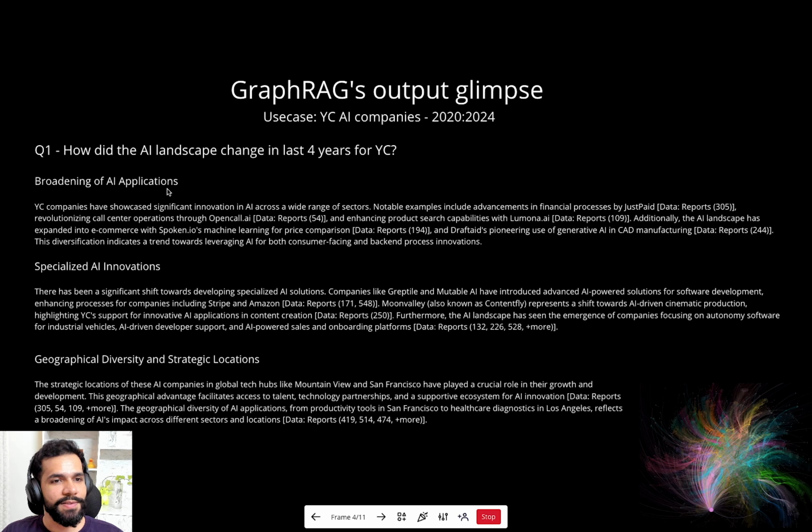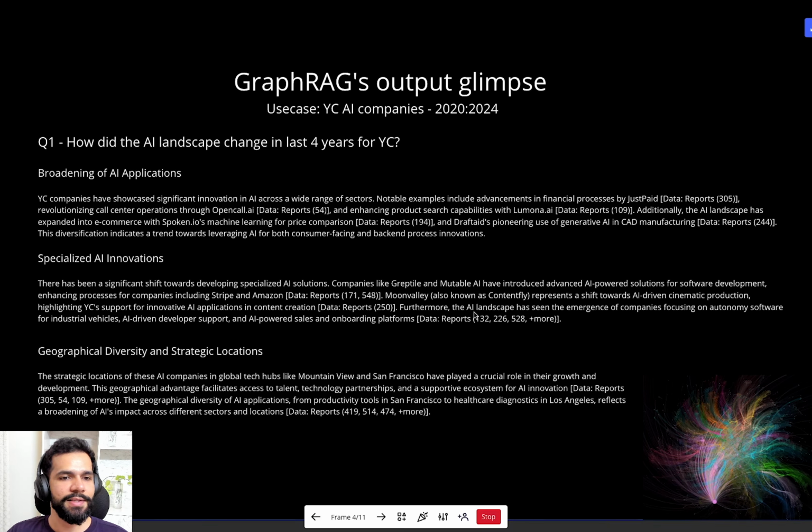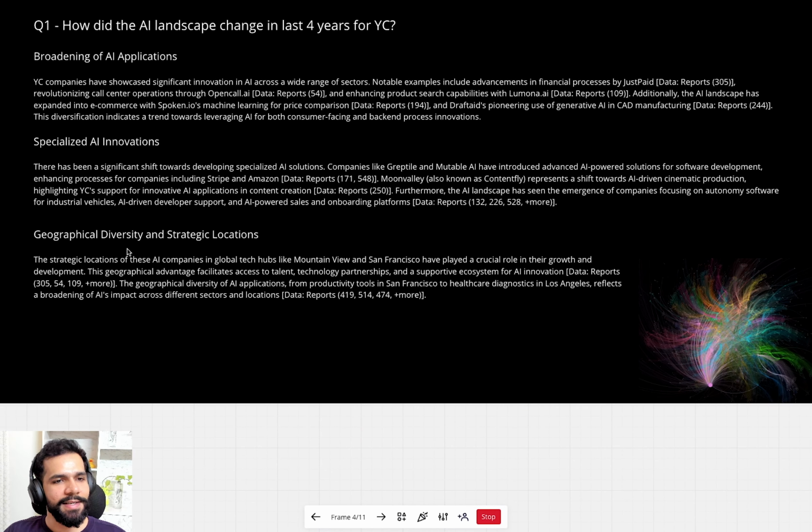Broadening of AI applications. YC companies have showcased significant innovations in AI across a wide range of sectors, specialized AI innovations. It notices somewhere, I read it previously, about LLMs and some computer vision technology, which has come in since 2020 to 2024. It's amazing to see that. It also notices that there's more geographical diversity in strategic locations coming up, such as New York, Bangalore, Los Angeles, I believe, and many others.